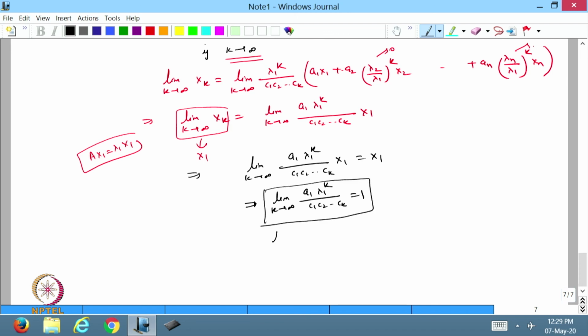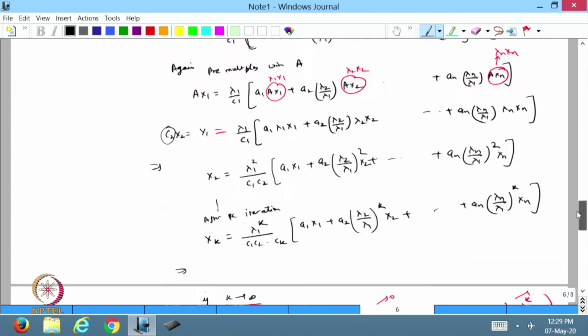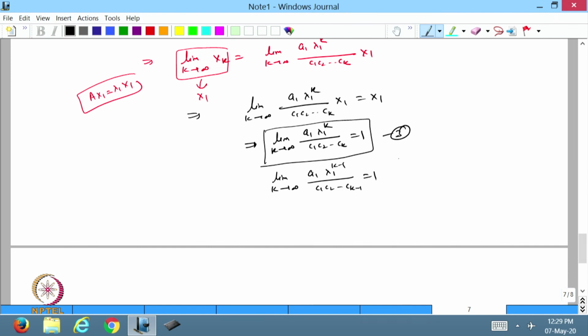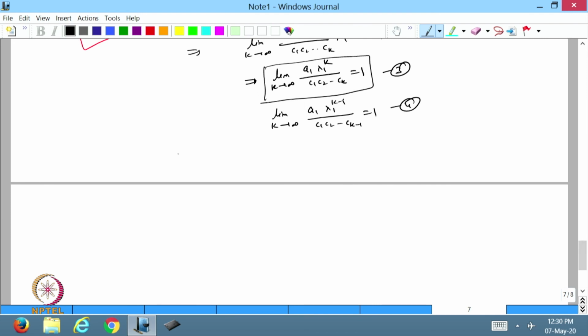Now, the same I can write: limit k tends to infinity a1 lambda 1 k minus 1 over c1 c2 up to ck minus 1, that should also be equal to 1, because in place of k I am just putting k minus 1. So, I call this 3 and this 4. Now, I am dividing 3 by 4.